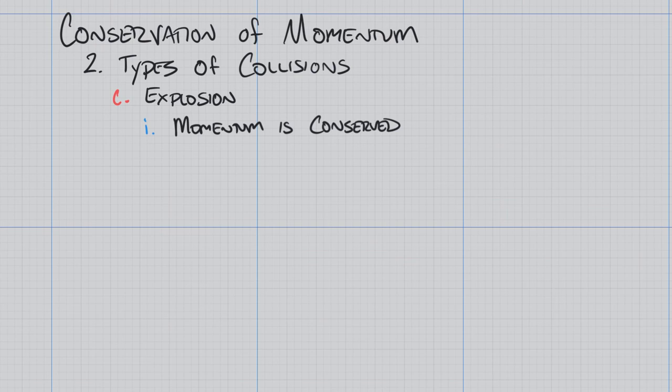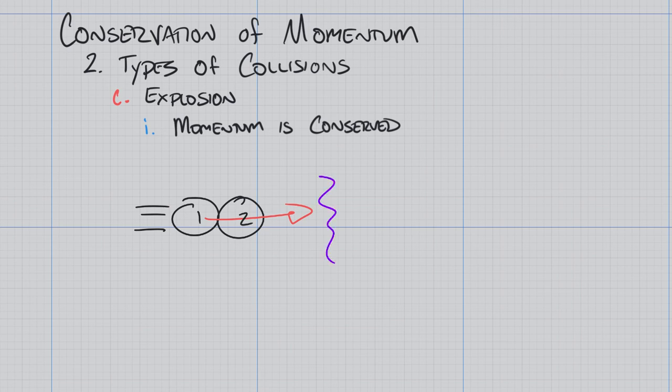Our last type of collision is one called an explosion. Again, this is an instance where only momentum is going to be conserved, and it's basically the opposite of an inelastic collision, where we have two objects which are either stationary or they're both moving together in some way, 1 and 2. There is then some explosion, and now we could have object 1 moving to the left, and now object 2 is moving to the right.